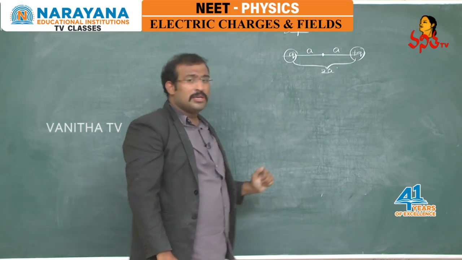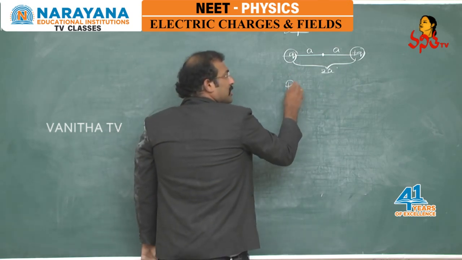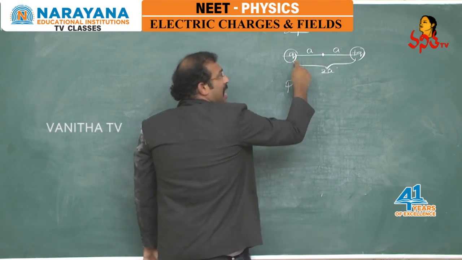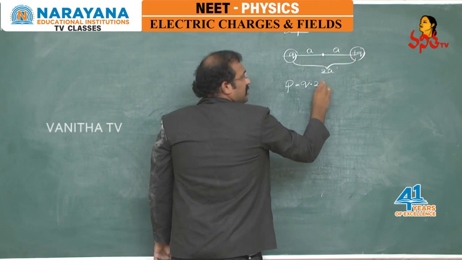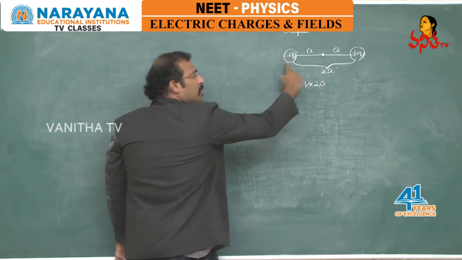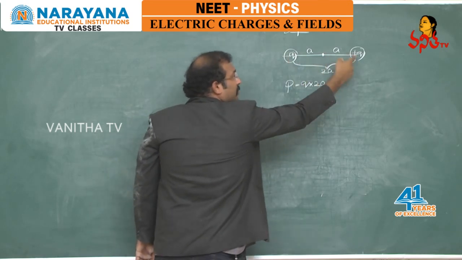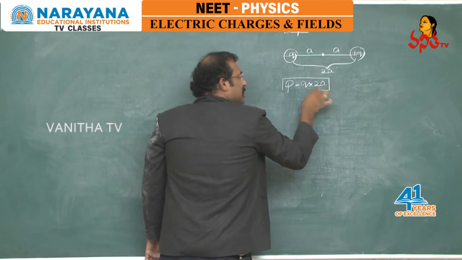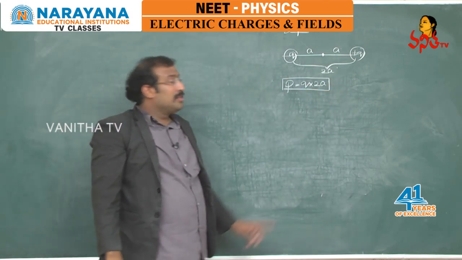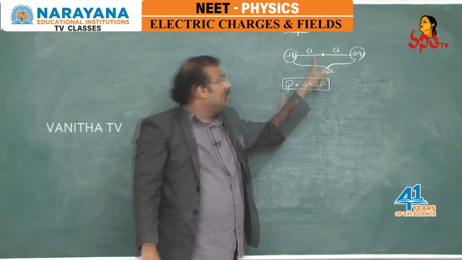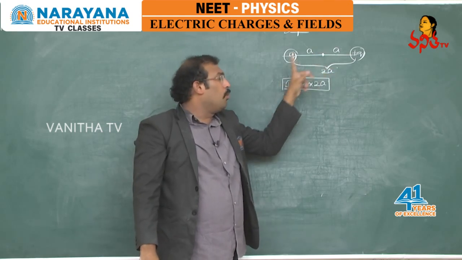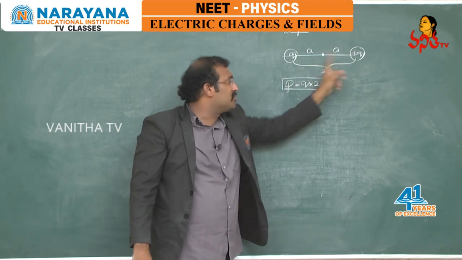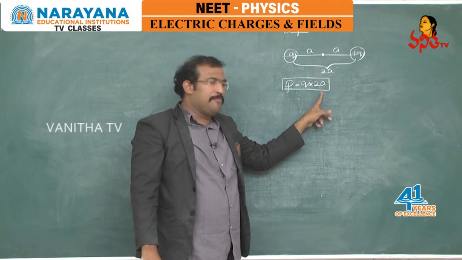The dipole moment magnitude is given by the product of the charge and the distance between the two charges. The product of any one of the charges and the distance between the two charges, which is known as dipole length. So this is the magnitude of the dipole moment. The dipole moment is a property of a dipole whose magnitude is given by the product of any one of the charges of the dipole and its dipole length.